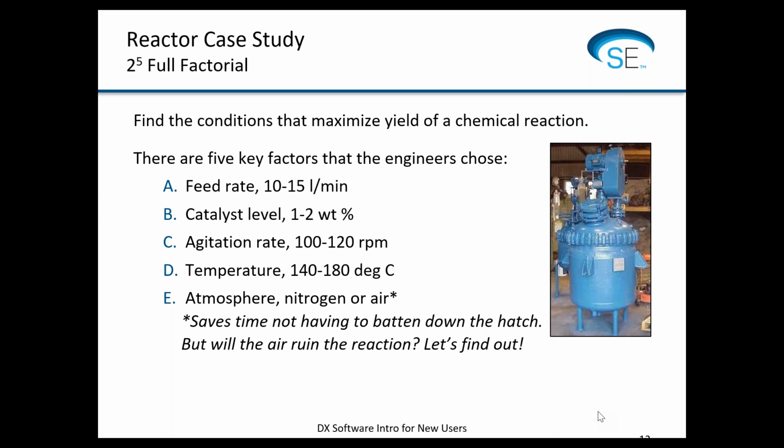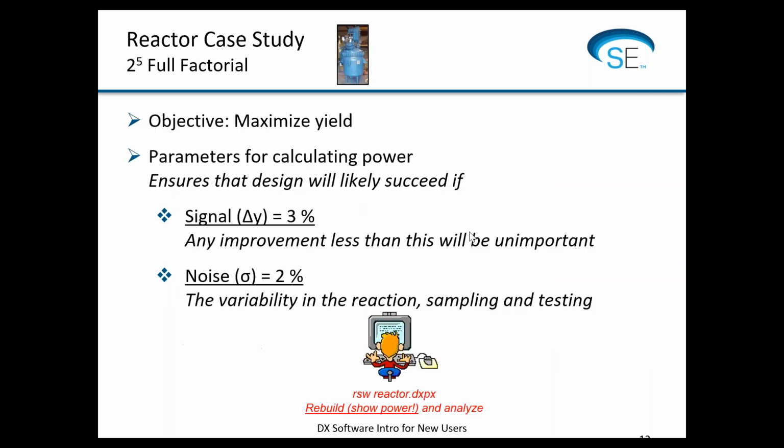And we have 5 factors that the engineers believe might control this. We have feed rate, catalyst, agitation rate, temperature, and the atmosphere in the headspace of the reactor, right? There's the liquid level, and then there's a headspace, a gaseous phase in the top. Are we going to fill that with nitrogen, or is it okay to just run this whole thing in air? Okay, so we're going to find out. So the goal again is to maximize the yield, and we're going to look at the parameters for calculating power.